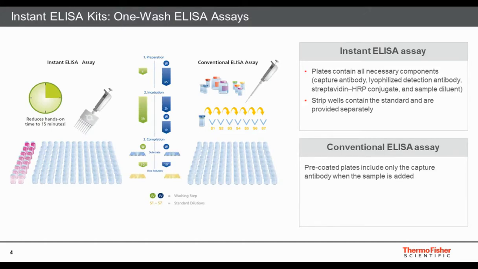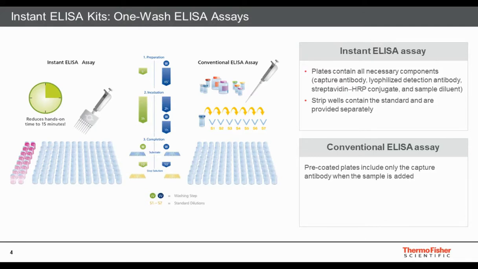So how does this work? In contrast to conventional ELISA kits, whose pre-coated plates include only the capture antibody when the sample is added, Instant ELISA kit plates contain all of the necessary components, including, of course, the capture antibody coated to the plate, but also lyophilized detection antibodies, streptavidin HRP, the sample diluent, so all necessary components provided freeze-dried on the plate. In addition, strip wells containing the standard for the standard curve are provided separately.